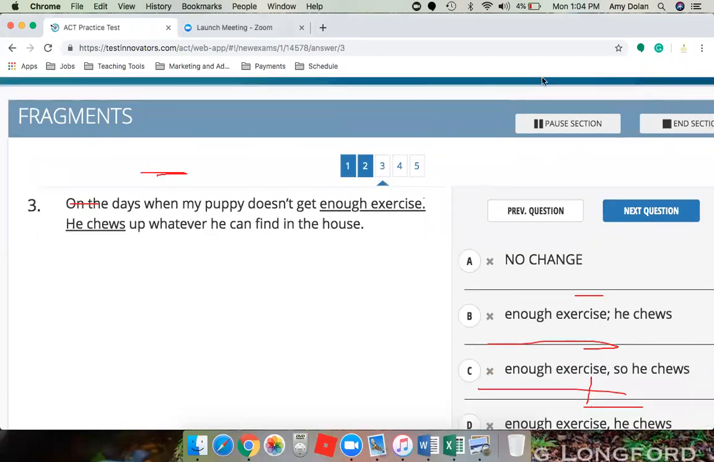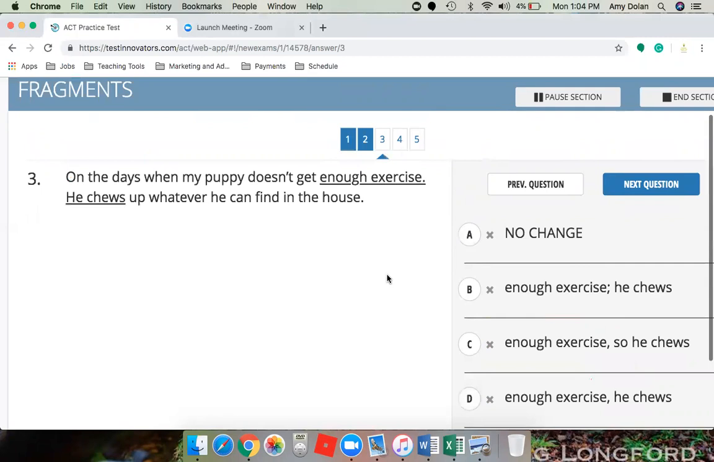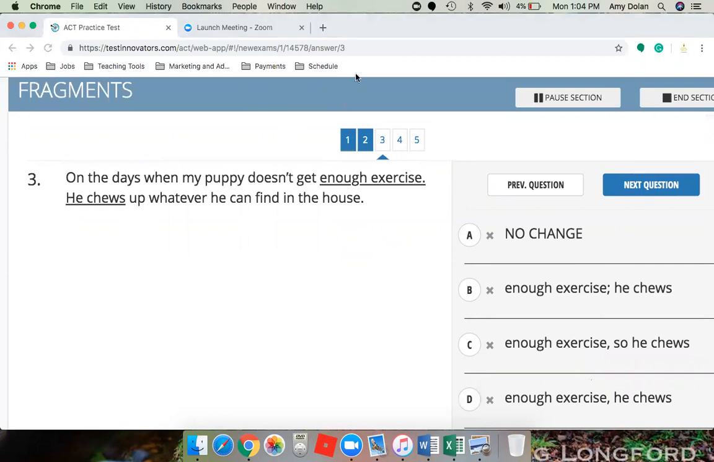All right, moving on to the next one. I can relate to this. I have a puppy. I know what damage they can do. On the days when my puppy doesn't get enough exercise, and then this has a period, so we know it can't be no change because you're left hanging, you're left wondering. It's not a complete thought. You're like, okay, so what happens? So we know we need to connect this to a complete sentence. He chews up whatever he can find in the house. So we know it's not no change.